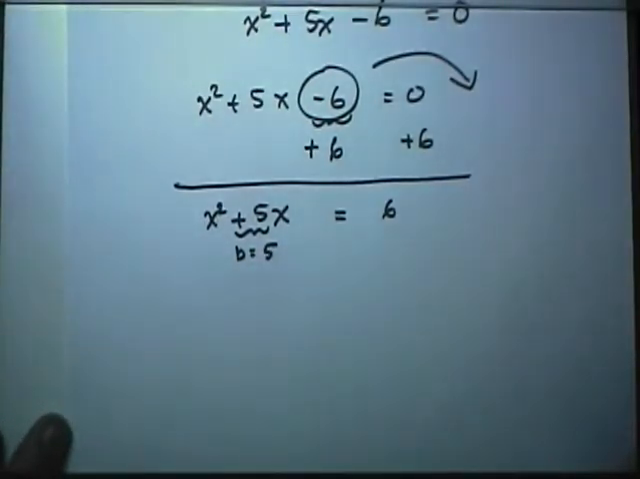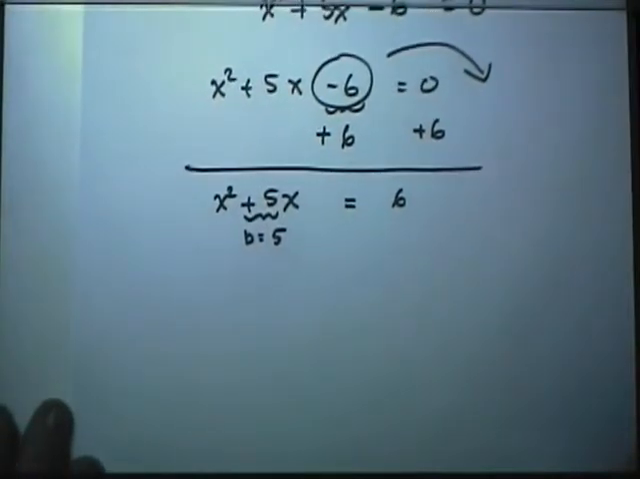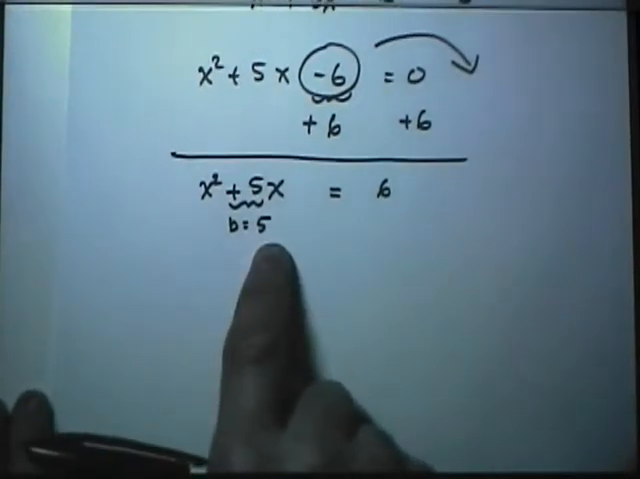Now, once again, I noticed through my class that some of my students are not in the habit of counting signs together with the number. Please practice for yourself one more time the habit of putting signs together with a number. So here, b equals positive 5.